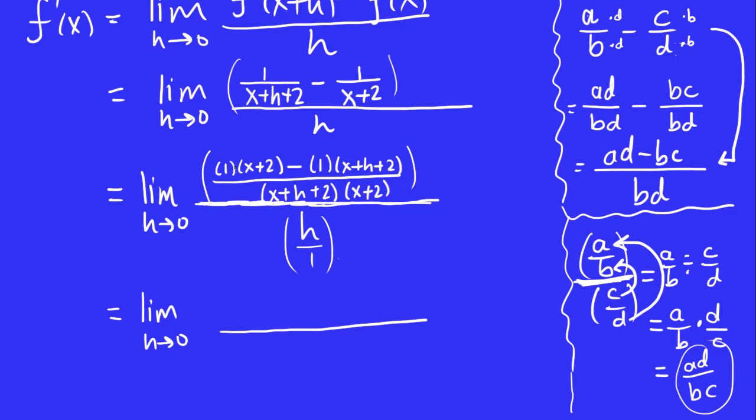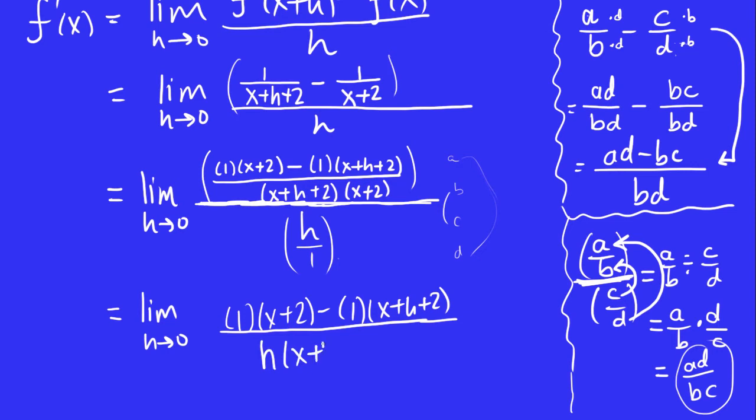So this is kind of like my A up here, my B, my C, and my D, right? So I have to multiply these two. So 1 times all of this stuff, and I'll just leave that, because multiplying by 1 doesn't change anything. And that takes care of the top. And the bottom is just B times C, so x plus h plus 2 times x plus 2 times h. How about I write the h in front? And now I have a normal looking fraction. That's what I wanted to achieve.